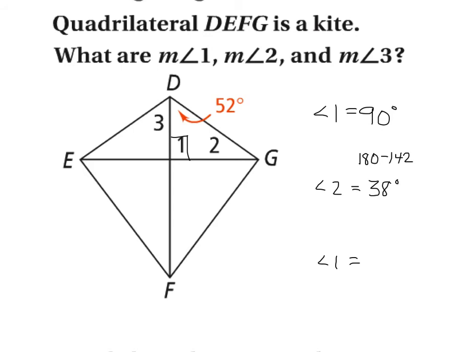Okay? Now, as we try to figure out angle 3, remember what I said? The diagonal bisects the vertex angles. These are the vertex angles here. Okay? Those are the vertex angles, because these are the sides that are equal to each other, like so. So in this case, angle 3 is going to be 52 because it bisects that angle, and these two angles right here are congruent to each other.